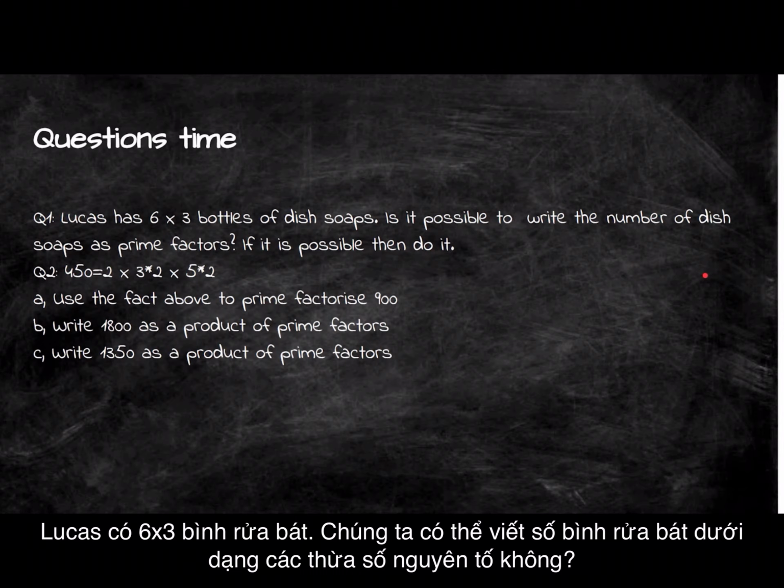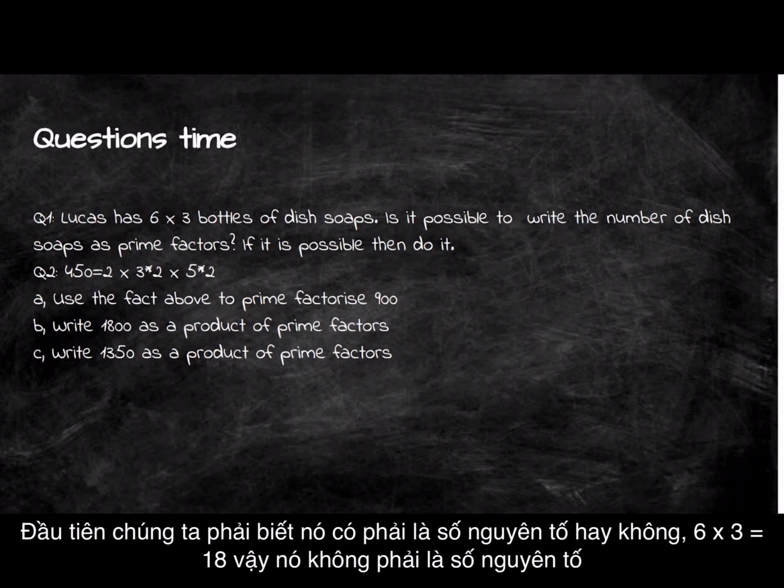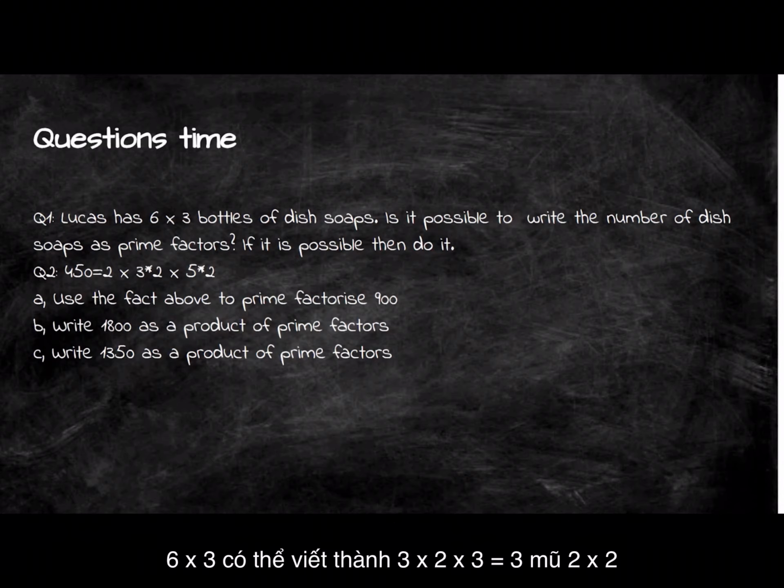Time for some questions. Question 1. Lucas has 6 times 3 bottles of dish soap. Is it possible to write the number of dish soaps as prime factors? If it is, then do it. First we need to know whether it is a prime number or not, and based on 6 times 3 equals 18, it is not a prime number, so we can prime factorize it.